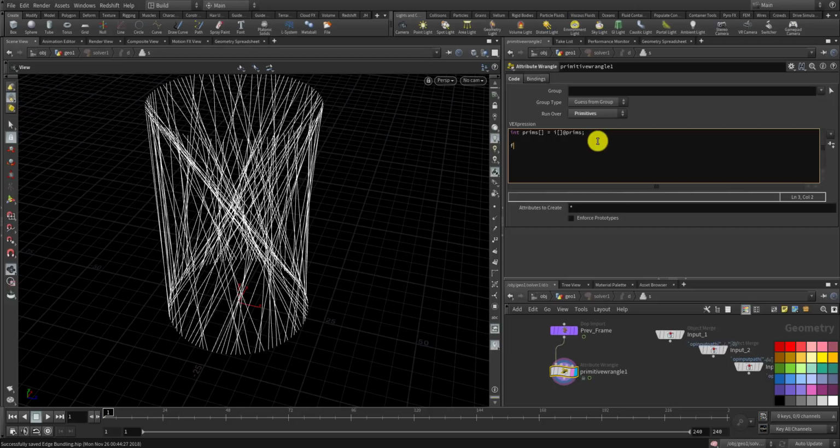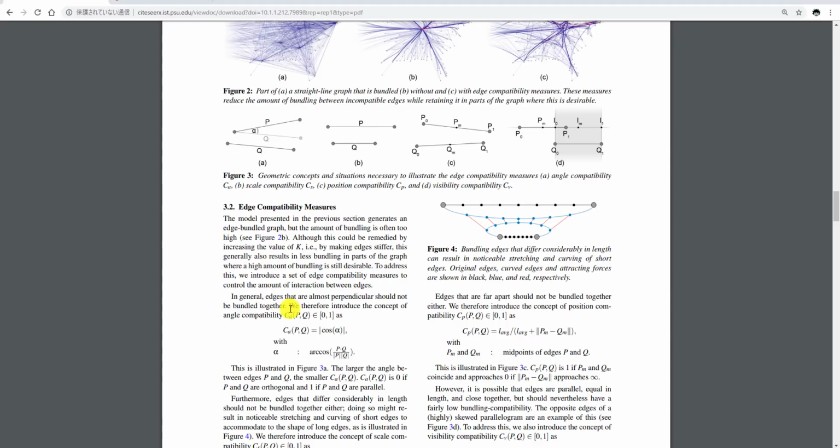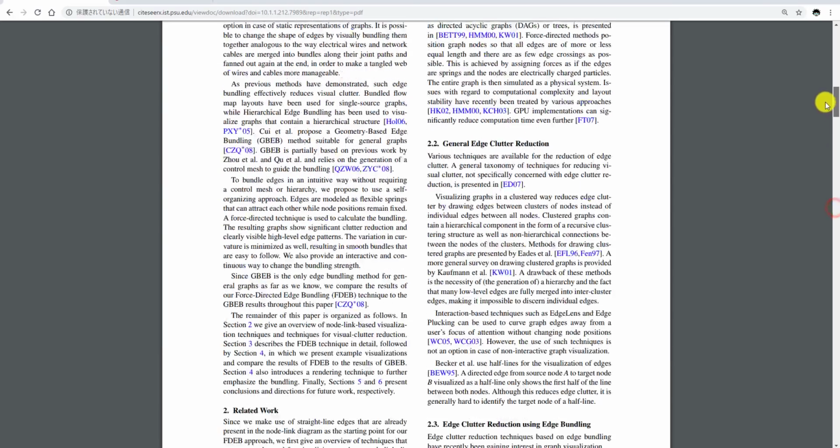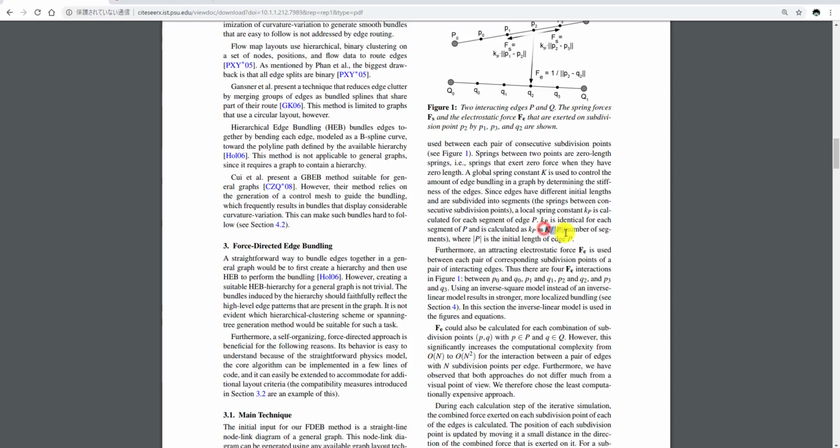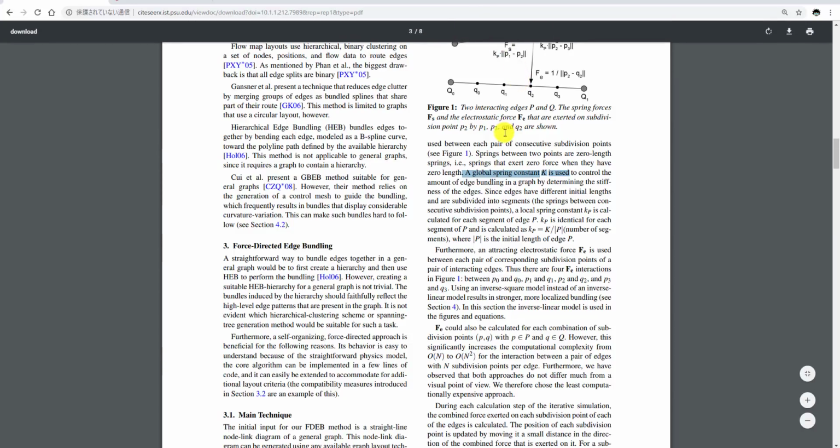Now I also want to have a parameter called k, which is also explained in a paper. Let's look at the paper. Somewhere around here. Yeah, so this is the k. A global spring constant k is used to control the amount of edge bundling in a graph by determining the stiffness of the edge. So the higher the k is, the more stiff the edge is, so more hard to pull.